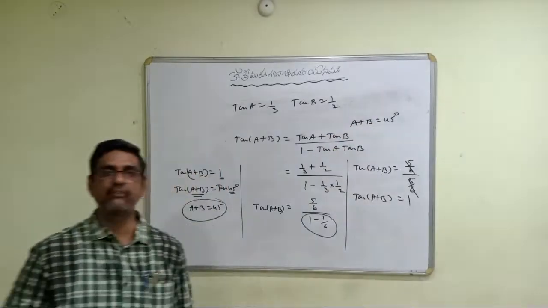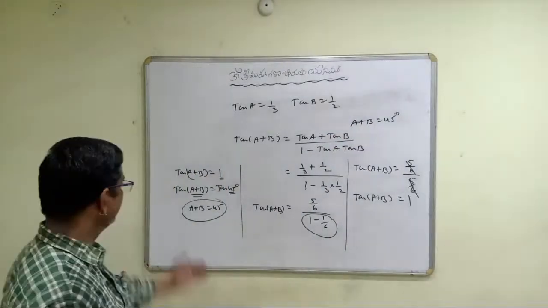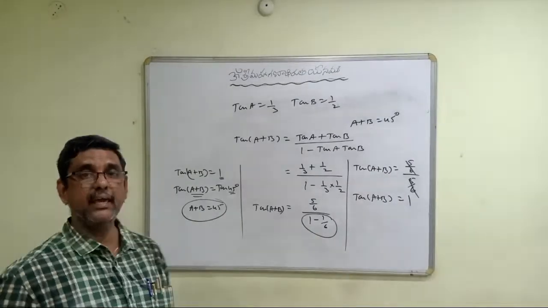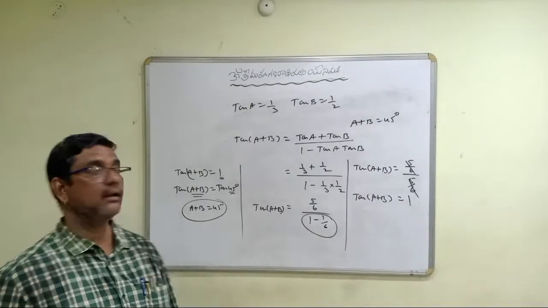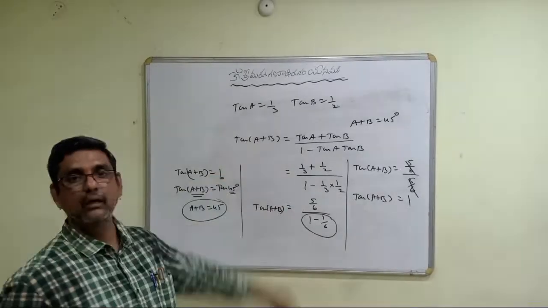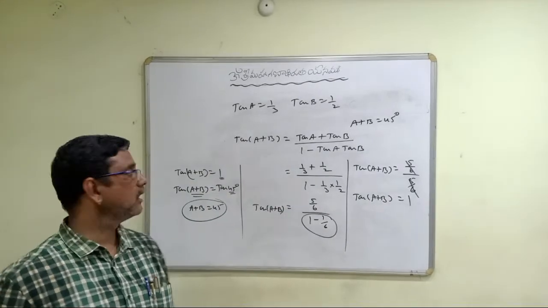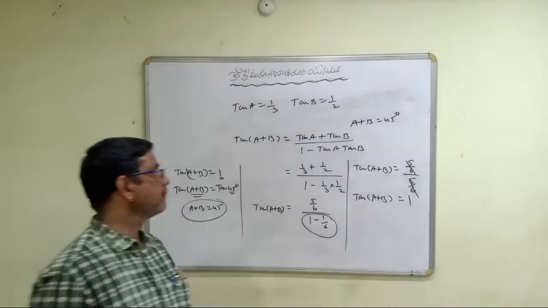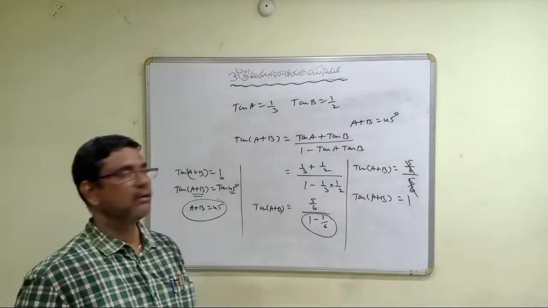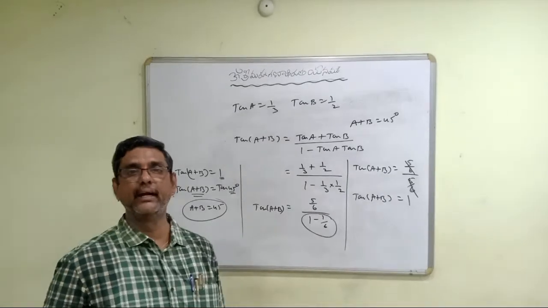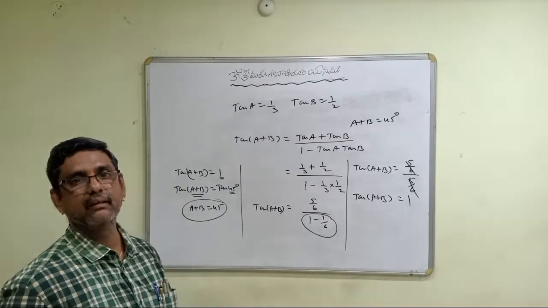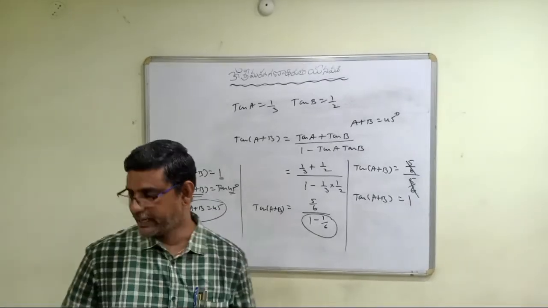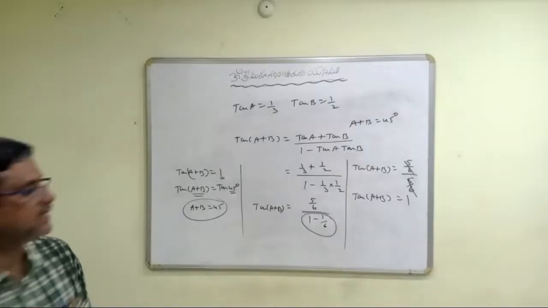A plus B is 45 degrees. Here, what is the key? This part. Everyone note down the formula: tan(A plus B) equals tan A plus tan B by 1 minus tan A into tan B. Okay, now children, one more problem we'll see.